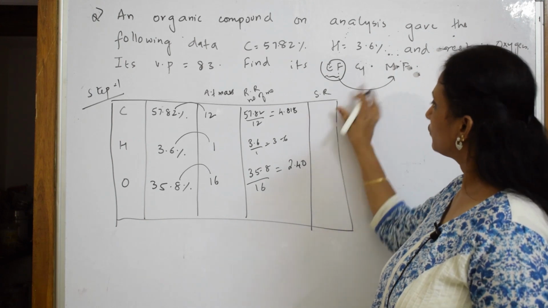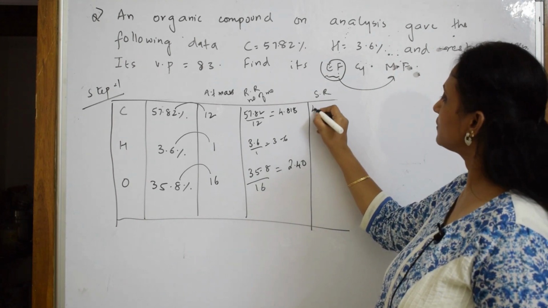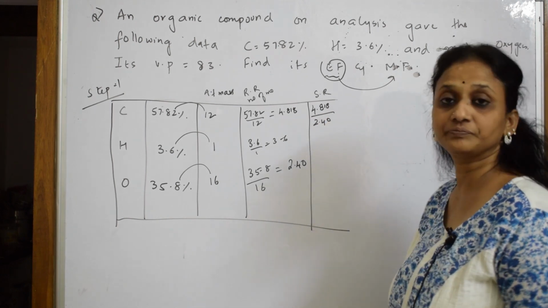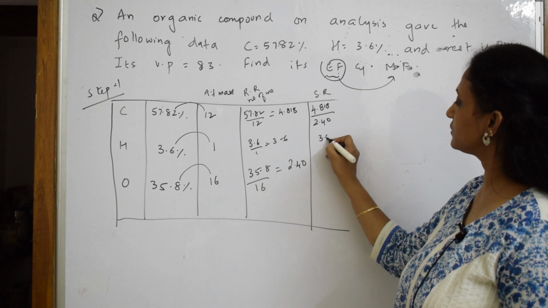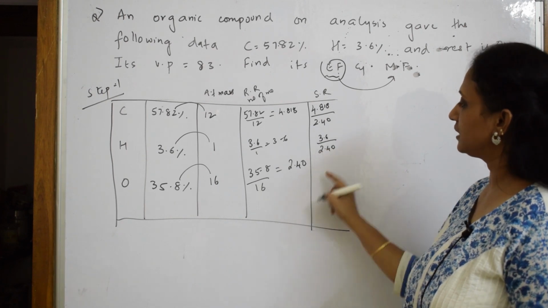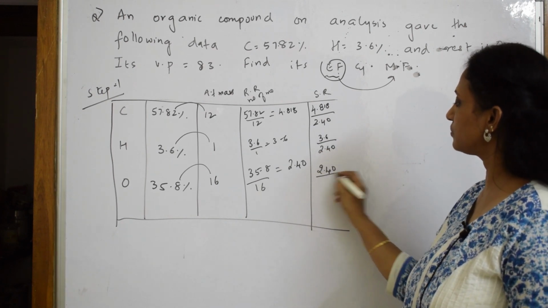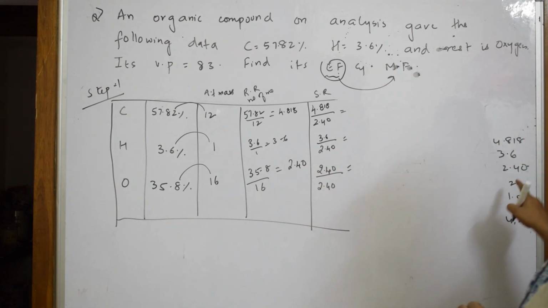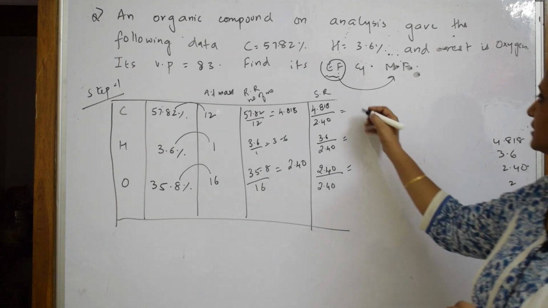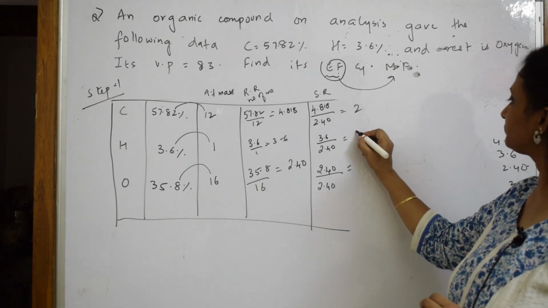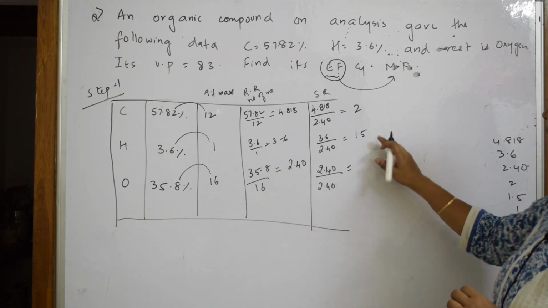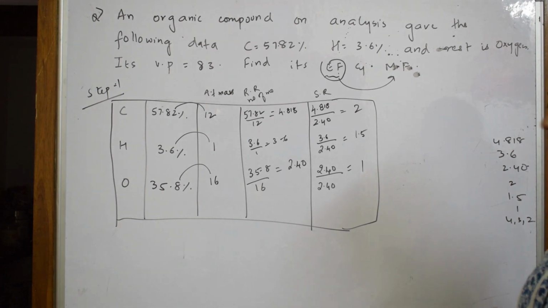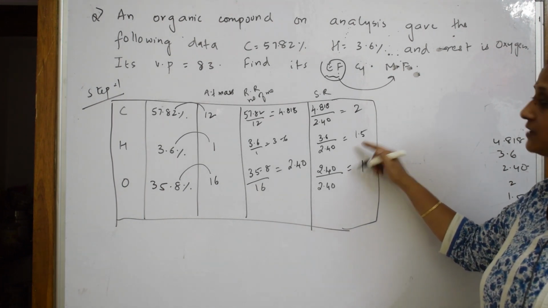Now divide. Okay, let us take out this line. I need some more place. 4.818 divided by the minimum value 2.40. The second case, 3.6 by 2.40. In the third case, 2.40 by 2.40. I'm trying to get a simple whole number ratio. When I divide, here I get 2, in the second one 1.5, in the third case 1. Still, I have not got the simplest whole number ratio because this is 1.5, isn't it?